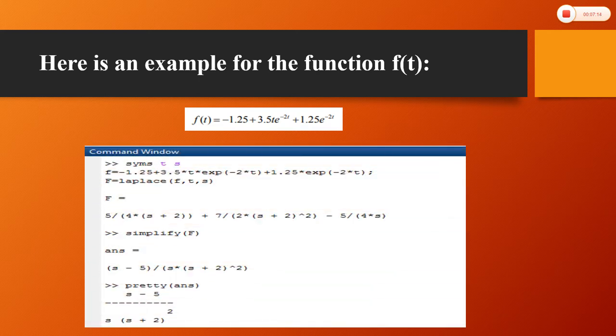Now let me give you an example. For example, I have a function which is mentioned over here, and I have to find the Laplace transform by using MATLAB. Then you just have to follow the procedures that I mentioned in previous slides, and you will get your answer. And in order to simplify your answer more, you just have to add a command that is pretty, and then you will get your answer.